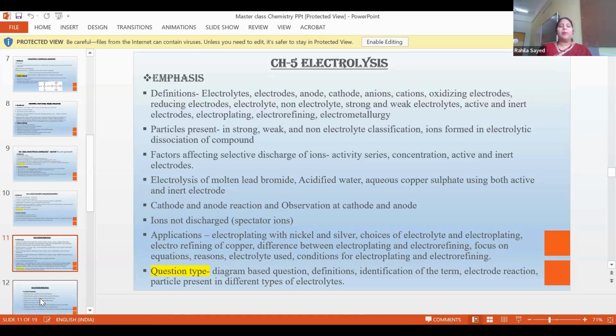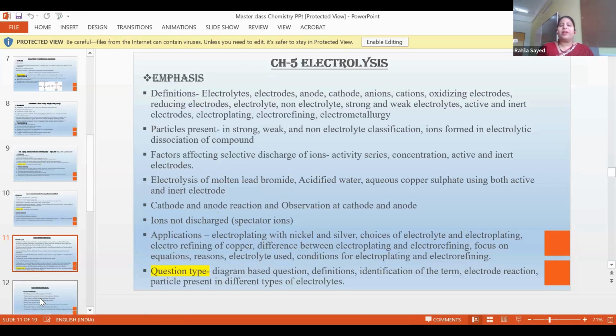Okay, so coming back to electrolysis, we need to know what particles are present in a strong electrolyte, weak electrolyte, and non-electrolyte. We need to know the classification. Then we also need to know the ions formed in electrolytic dissociation of the compound, the positive and the negative ions. Which one is going to form a positive ion? Which one is going to form a negative ion?